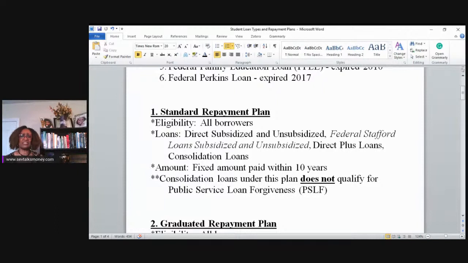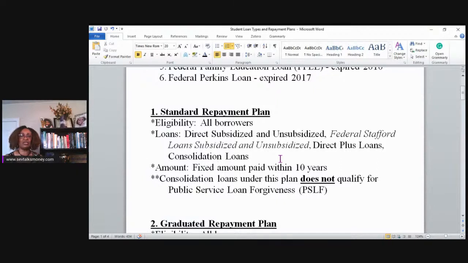And of course, the direct plus loans and consolidation loans. Now, this one typically is where you pay the most throughout the loan, because it's a fixed amount that's paid within 10 years. So the amount pretty much doesn't change. They calculate what you would pay in 10 years based on your interest and all of that, and you have a fixed amount. Now, of course, you can pay ahead of time.